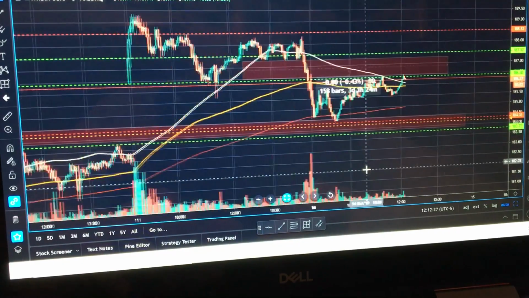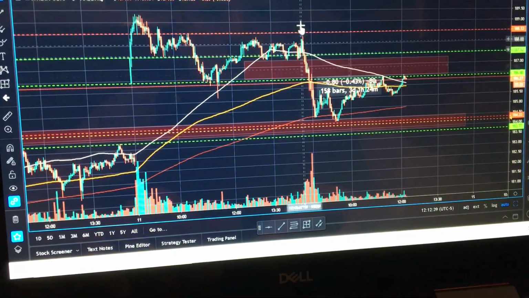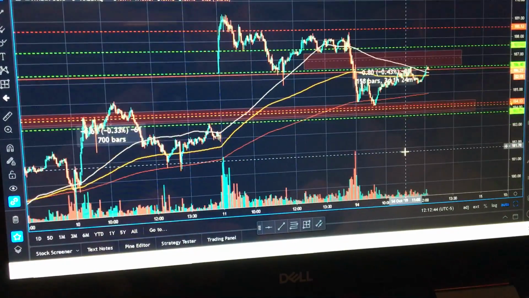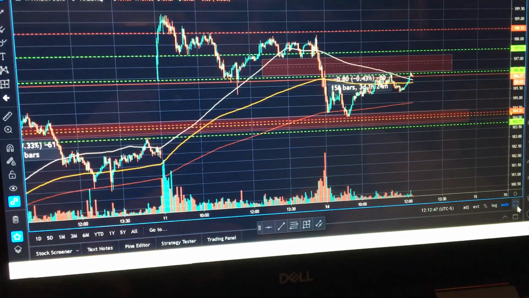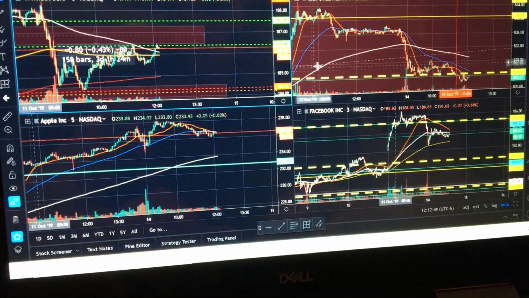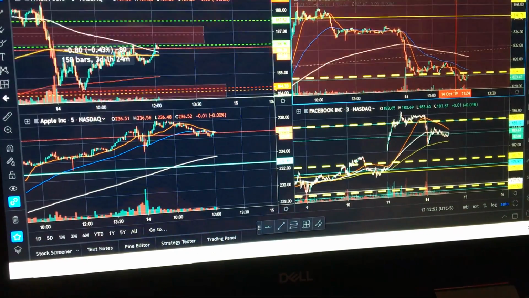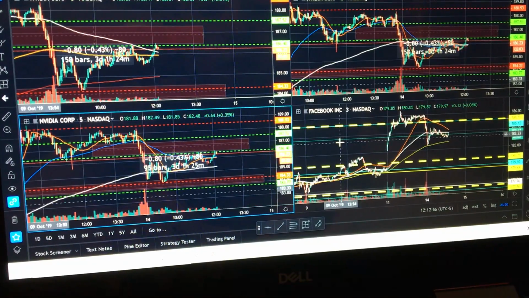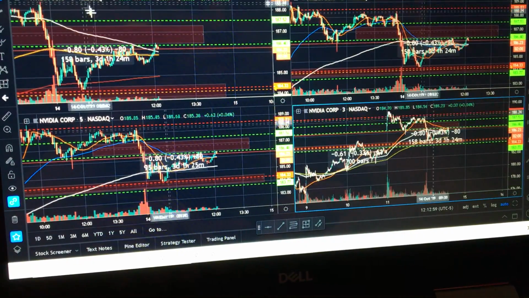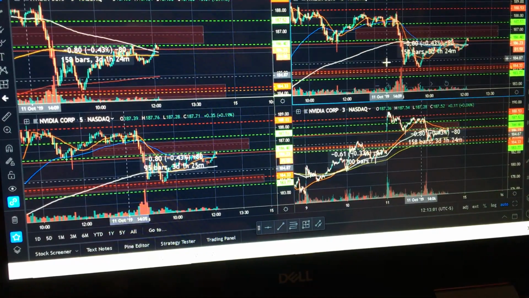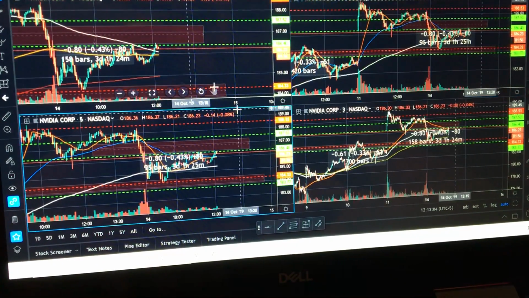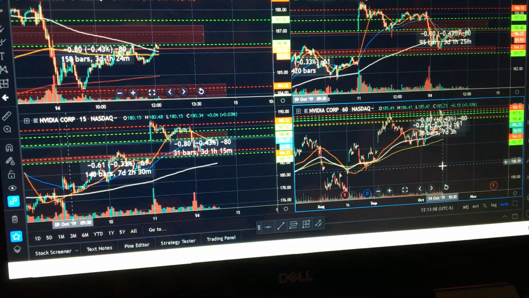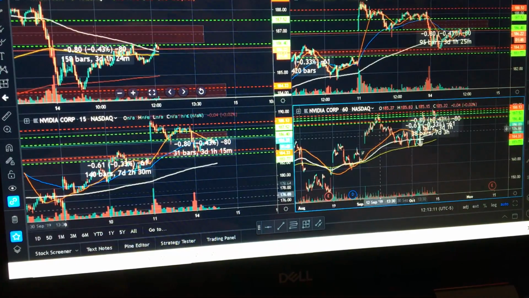And then I really like to use the 3 minute with the 100 smooth moving average and the 200 SMA. And what I will do is I will pull up this 4 chart and I will put the same stock on every single one. And by doing this, I'll put this on the 3, this on the 5, this on the 15, and this on the 1 hour. And what this does is it forces me to think long term.